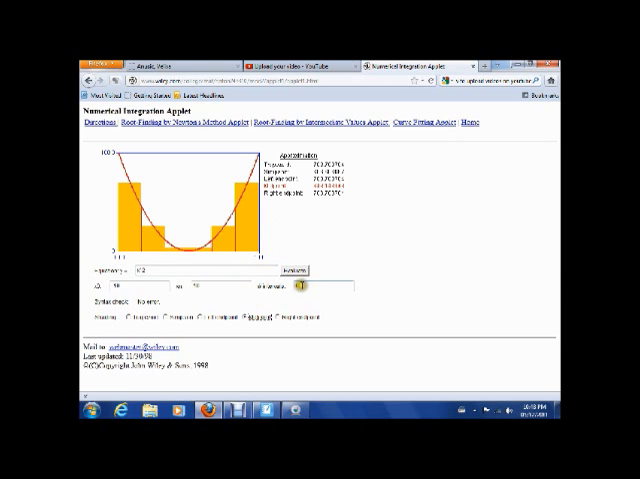What I want to show you is that if I change this, so I'm going to change the number of intervals, which means that I'm going to change the number of rectangles. Now if I change it to 10, that gets a little bit better. If I change it to 20, that gets a lot better. If I change it to 30, better still.